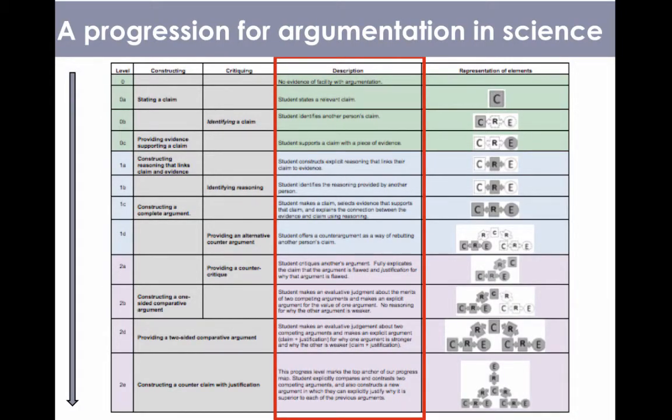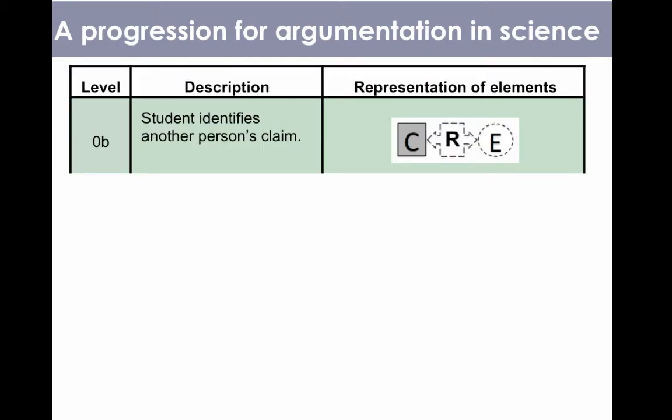The description column includes a description of the complexity of argumentation. For example, the description student identifies another person's claim corresponds to the representation of the elements on the right. The student must explicitly state a claim, but in order to do so, the student needs to implicitly consider what the reasoning and evidence are in the argument.